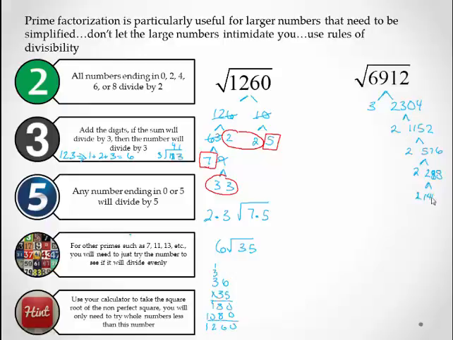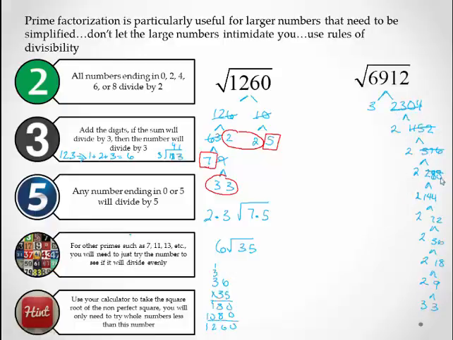144, and that's 2 times 72, which is 2 times 36, which is 2 times 18, which is 2 times 9, which is 3 times 3. So this one was a big long one, but again, we were able to do this.